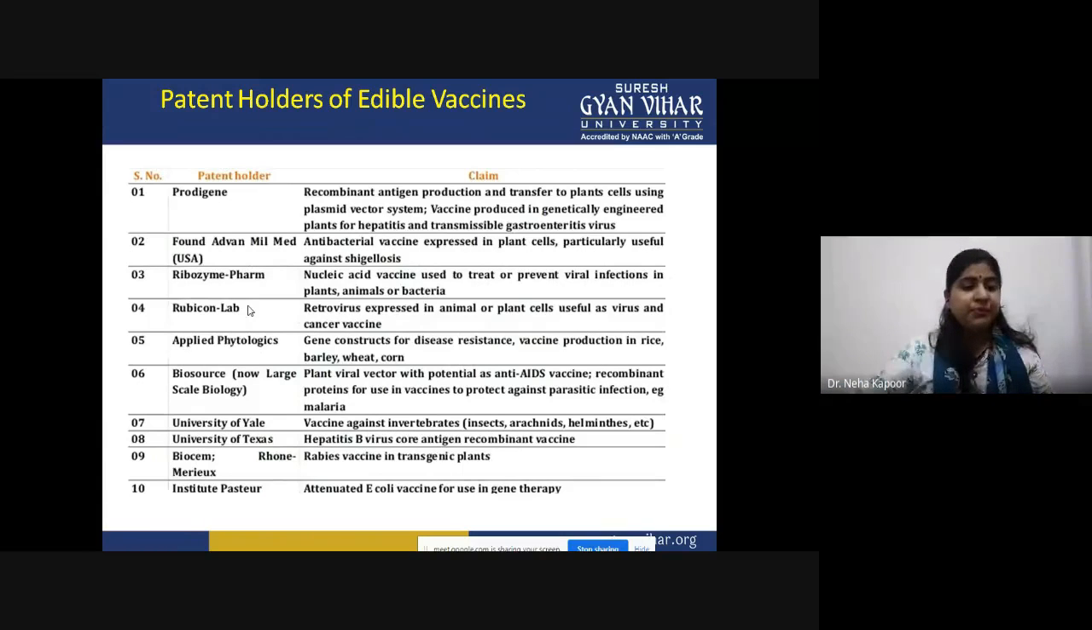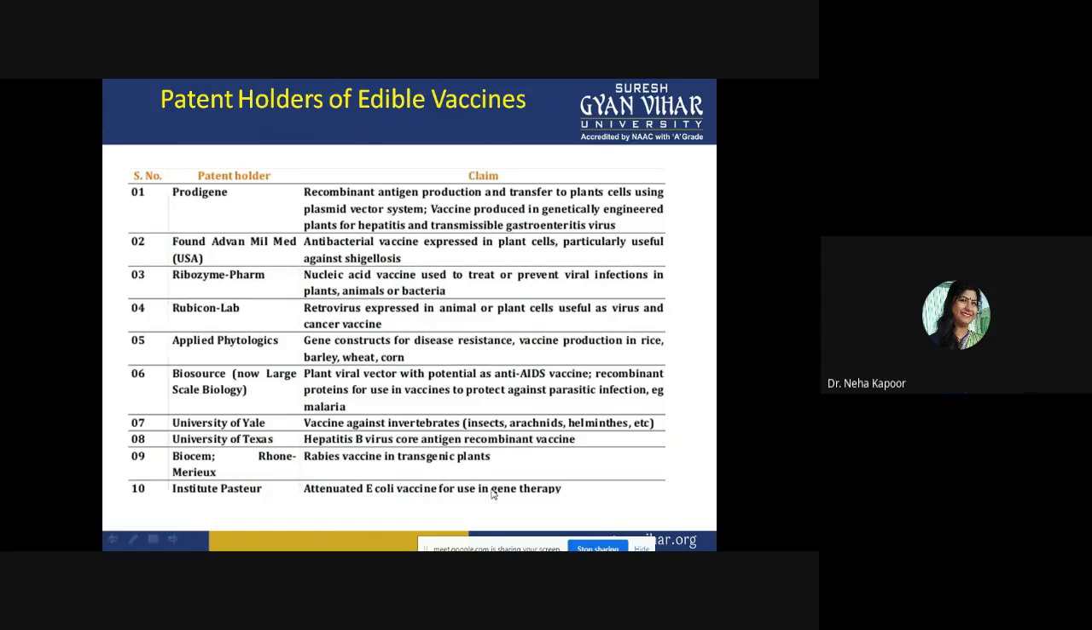University of Yale, a vaccine against invertebrate was prepared. University of Texas, hepatitis B virus core antigen recombinant vaccine was prepared. Institut Pasteur, an attenuated E. coli vaccine for use in gene therapy was being prepared. Vaccine was also prepared in transgenic plants by Biosem and Ron Merixes.